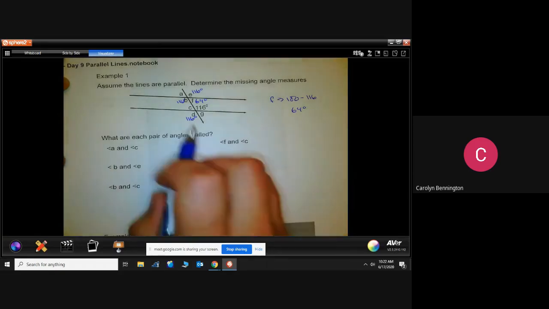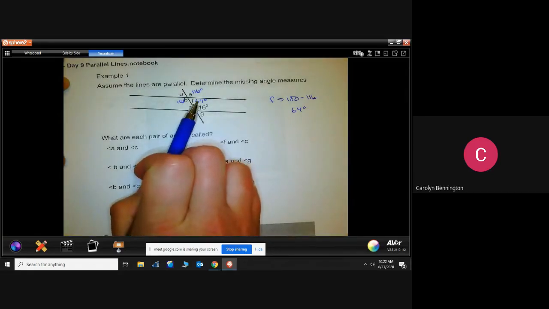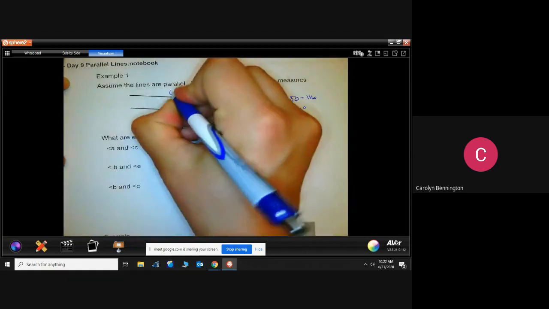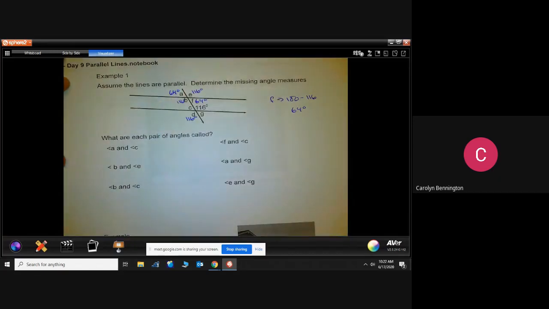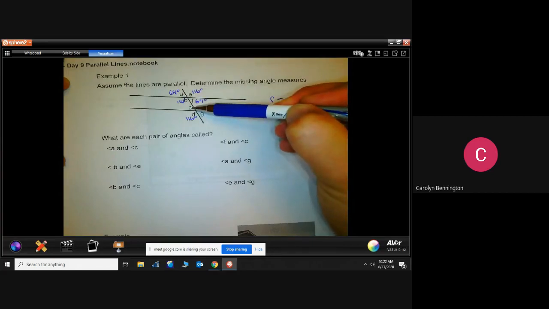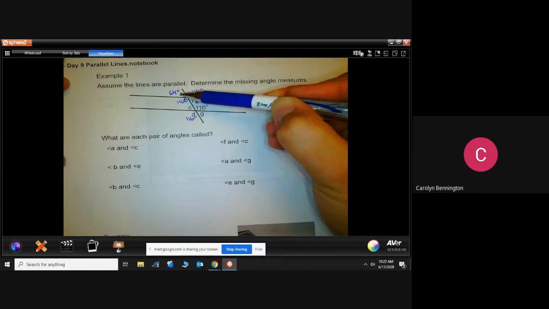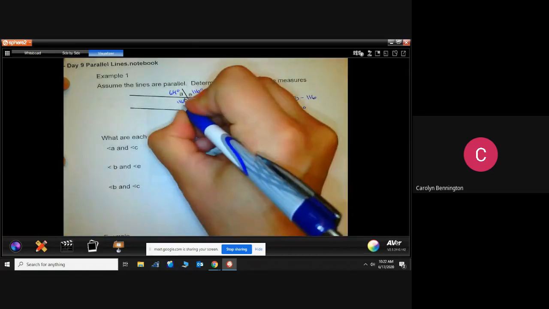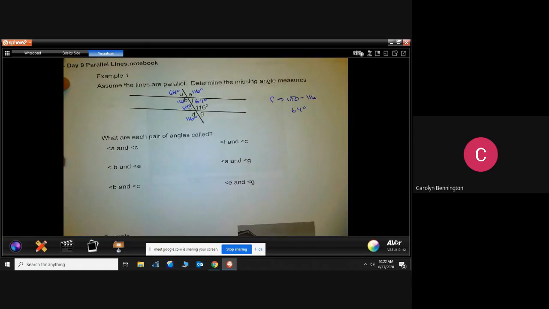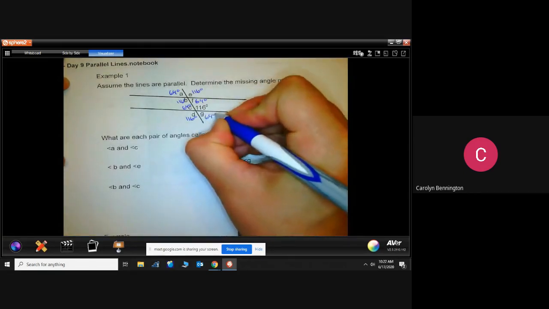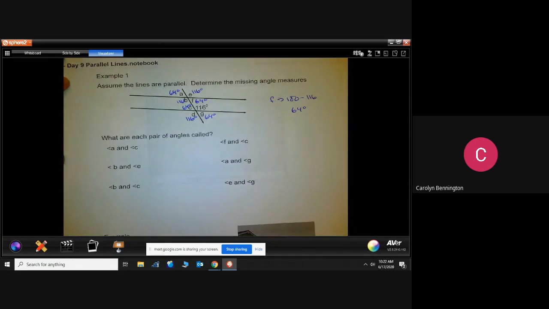Then we can go back to vertically opposite angles. So angle A and angle F are vertically opposite, which makes them the same size. Angle A and angle C are corresponding angles. They're in the same position. So angle A and angle C are both on the top left-hand side of each of the lines. So angle C is 64 degrees. And then angle G is vertically opposite to angle C. So that is also 64 degrees.